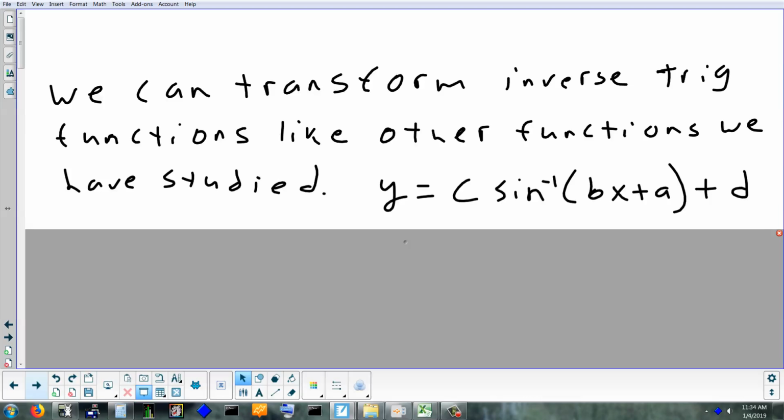Yeah, Blake? Moves it right or left? Yep, it's going to move it left or right. If it's positive, it would move it which way? Left. If it's negative, it moves it right. So A is your horizontal shift. What about B? What does B do? Yep, that's your horizontal stretch.